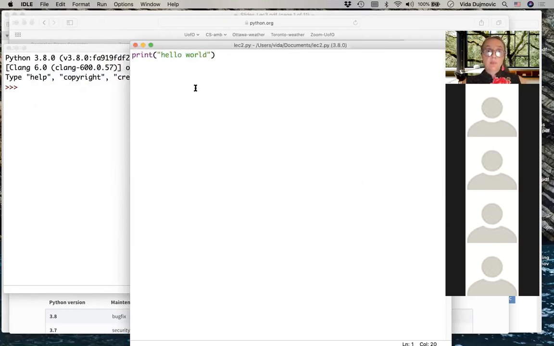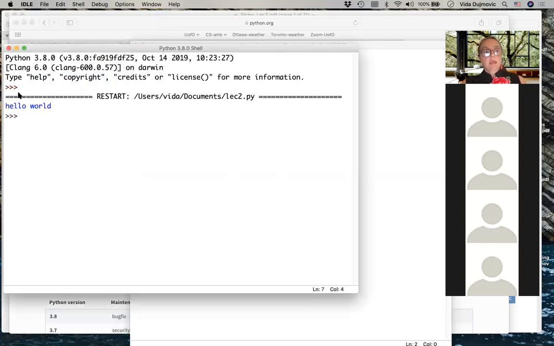Once you save the program, if you put the cursor on this window, the window where your code is, and you press Run Module, it's going to run your first program. It's going to show the result of the run in the Python shell. That's where you're going to see the result of running your program.